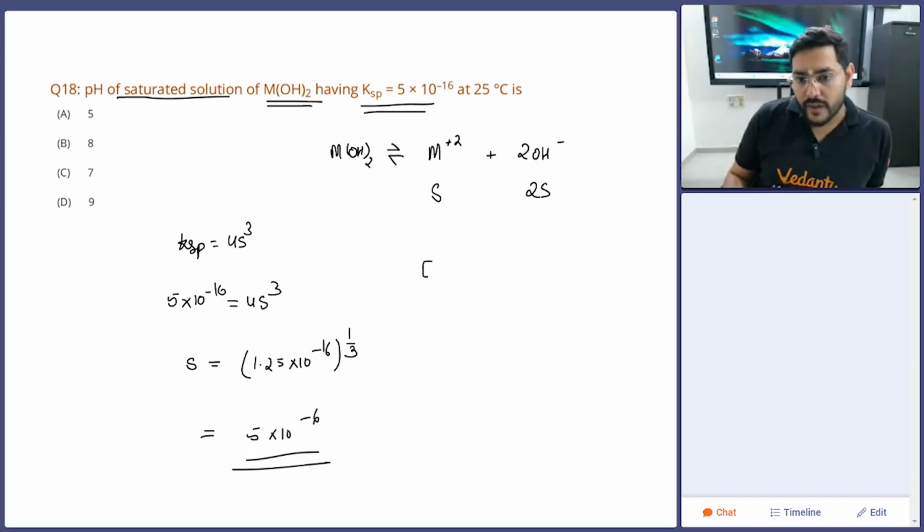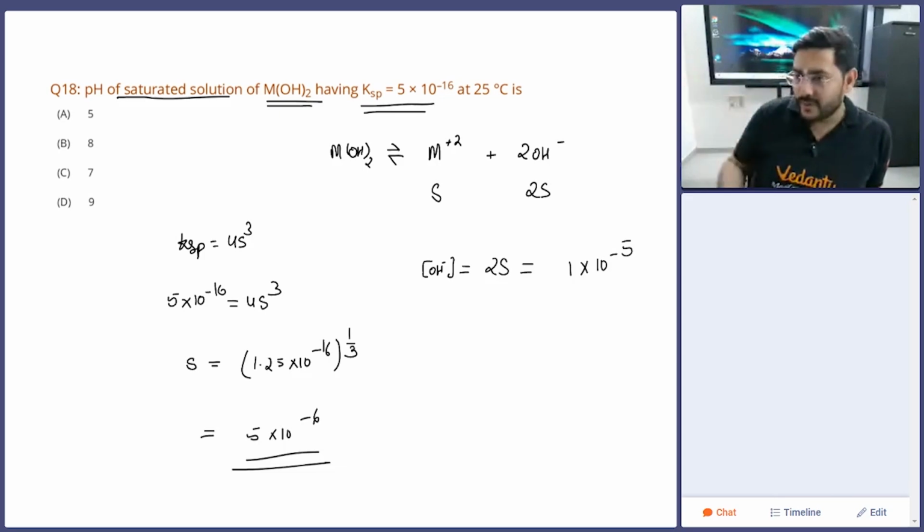Now tell me, what is the OH minus ion concentration? OH minus ion concentration is equal to 2S. So we calculated S, multiplied by 2. So what we are going to get? 1 into 10 to the power minus 5. Yes or no? This is the concentration of OH minus.